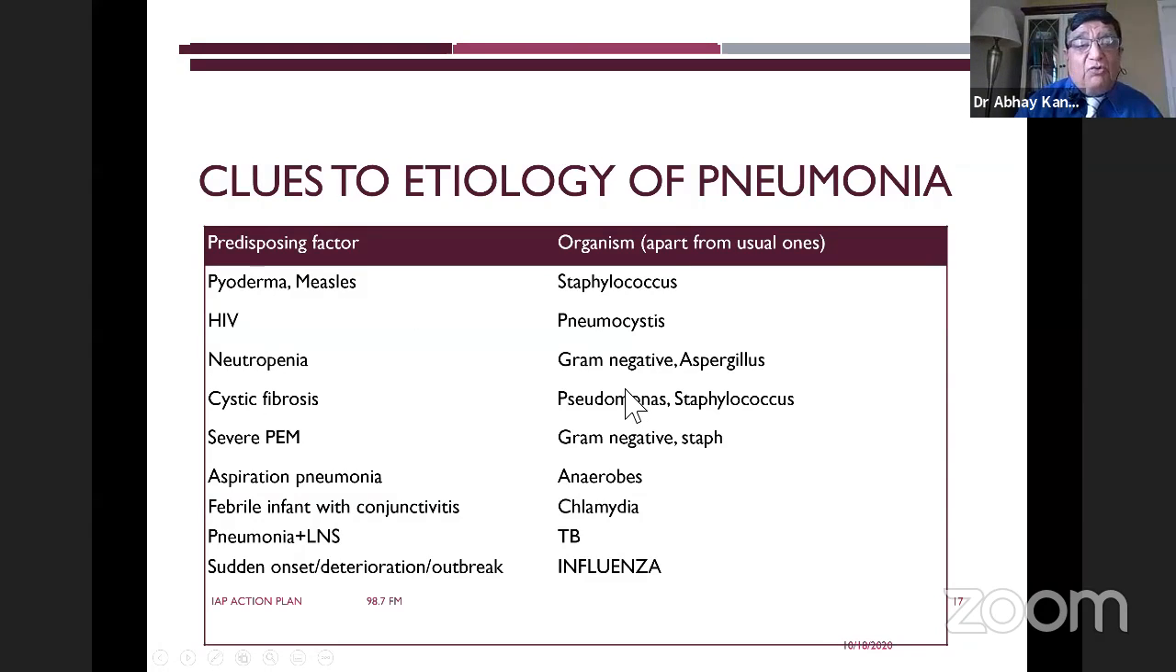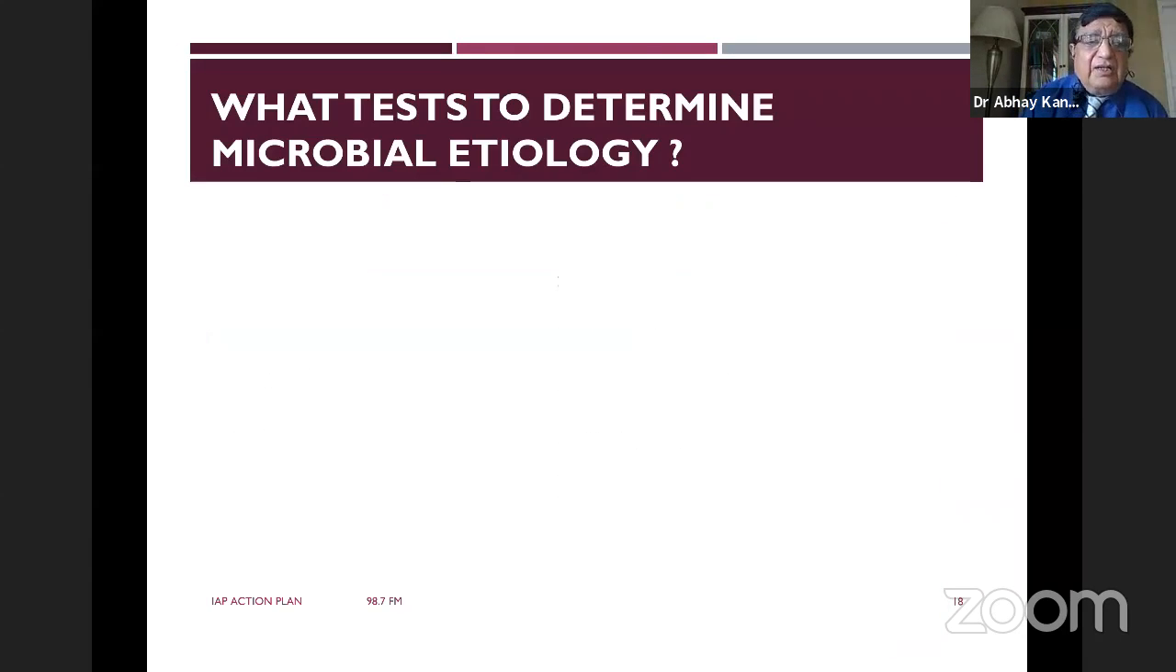In cystic fibrosis, Pseudomonas, Staphylococcus, Acinetobacter, and Burkholderia are considered signature organisms as far as pneumonia is concerned, in a case of cystic fibrosis as a cause of bronchiectasis. If the child has severe protein-energy malnutrition or SAM, gram-negative organisms and staph are very common. In an unconscious child or neurological condition where aspiration is common, anaerobes are very common. A febrile infant with conjunctivitis and a typical staccato cough, Chlamydia is common. Pneumonia with lymphadenopathy, think of tuberculosis. With sudden onset, sudden deterioration, and an outbreak situation, you have to think of influenza, and the current pandemic like COVID is also there, where sudden deterioration is common.